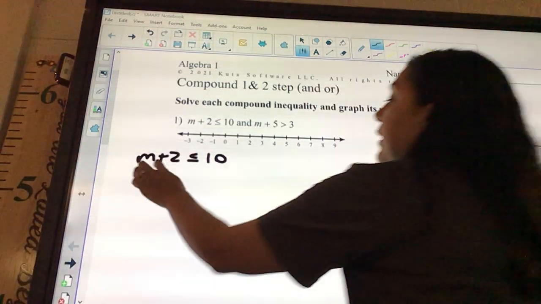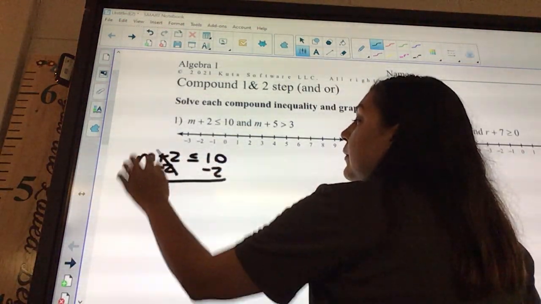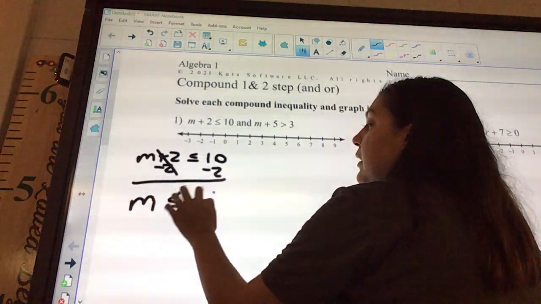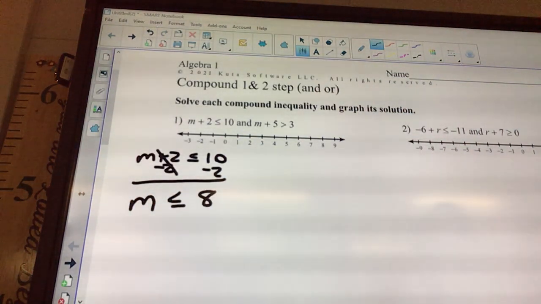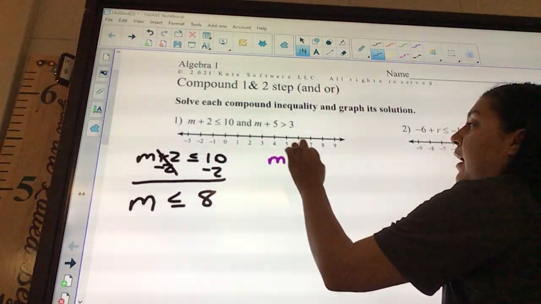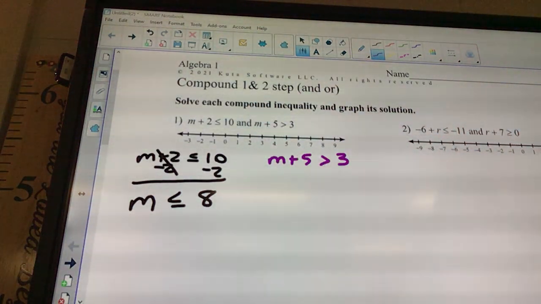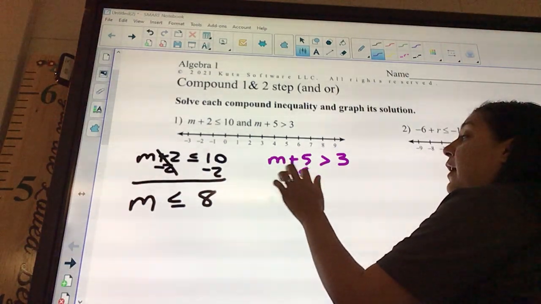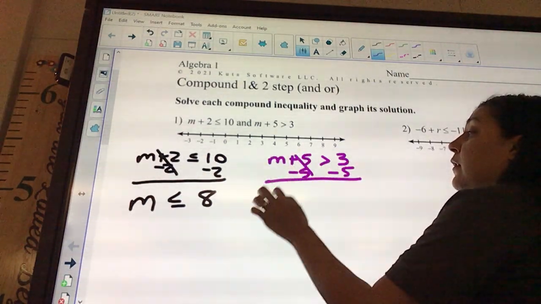Okay, so we're going to say minus 2, minus 2. So I got m is less than or equal to 8. And then we're going to solve this other one. Okay, I got m plus 5 greater than 3. Okay, and then what? How do I solve this one? Minus 5. Good job.